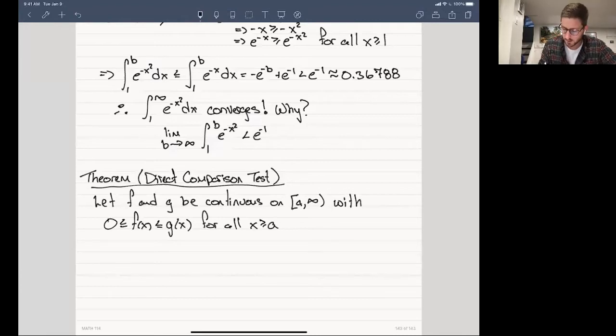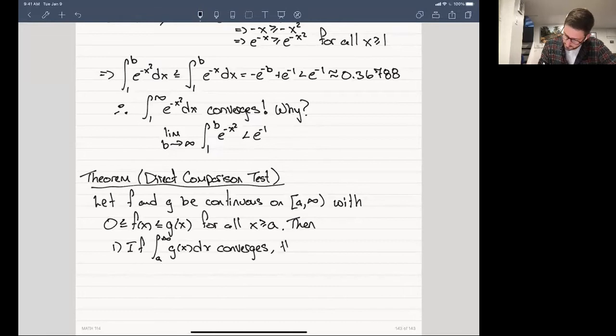So if you want to put this in the context of the previous example, f of x would be e to the minus x squared, g of x would be e to the minus x. So then we have two ways of comparing. If the integral of g of x converges, then just like the previous example, this tells us that the integral of f of x converges because we get an upper bound and the squeeze theorem tells us that the limit exists.